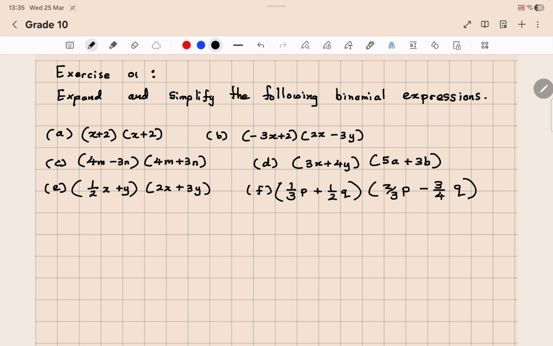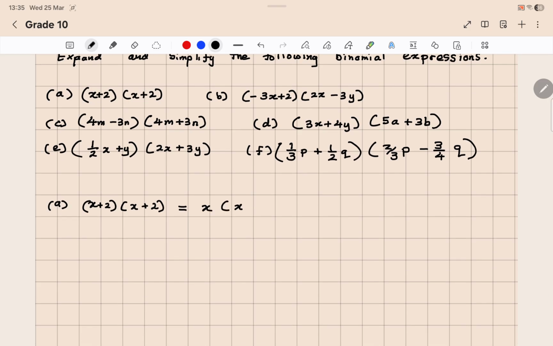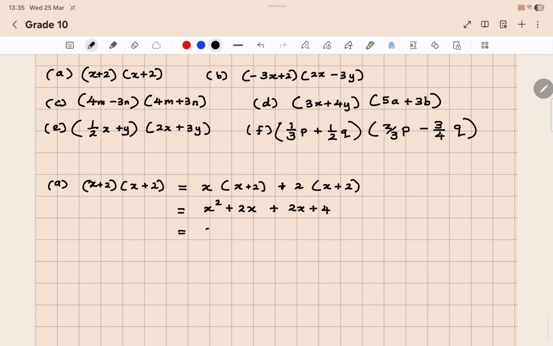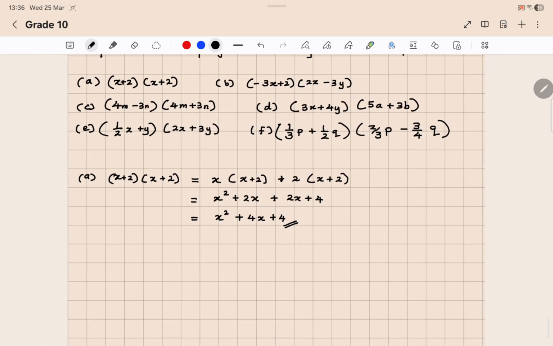Right, let's look at this exercise. We want to expand and simplify the following binomial expressions, right? So let's look at part A. X plus 2 times x plus 2. So x into x plus 2 plus 2 into x plus 2. Then x squared plus 2x, and you get 2x plus 4 from the second one, right? So this simplifies into what? X squared plus 4x, 2x plus 2x becomes 4x, no? Plus 4. So that's the expanded form of that.